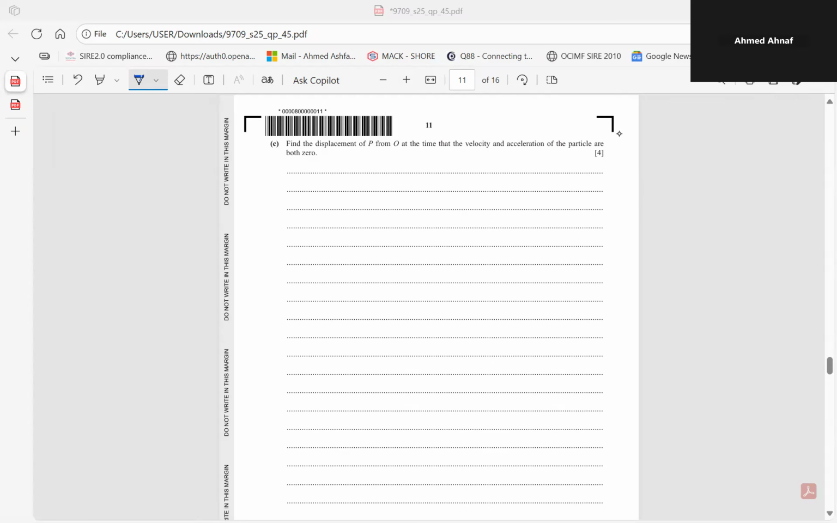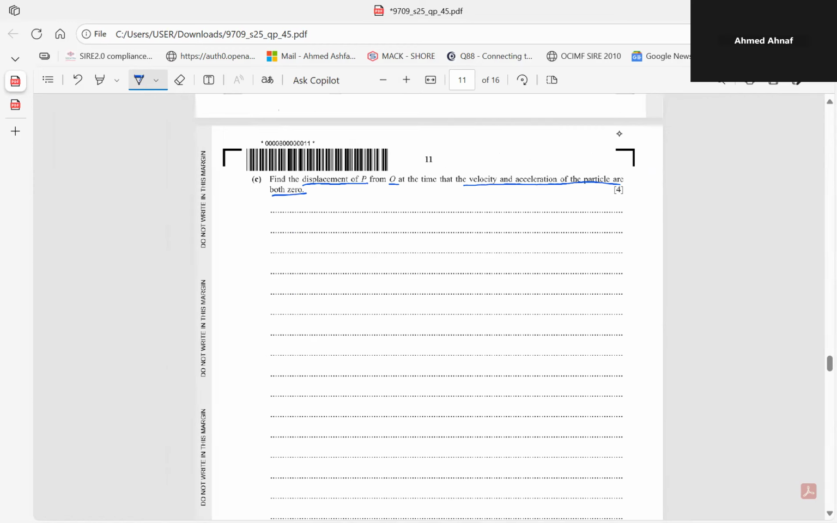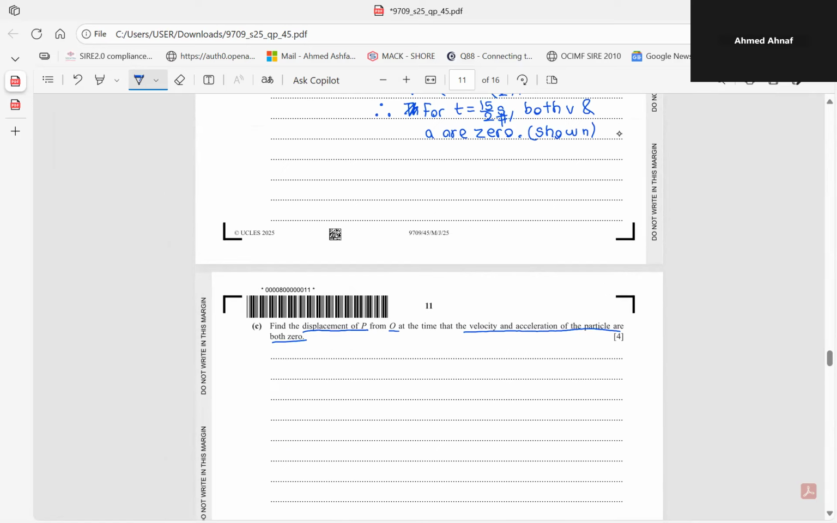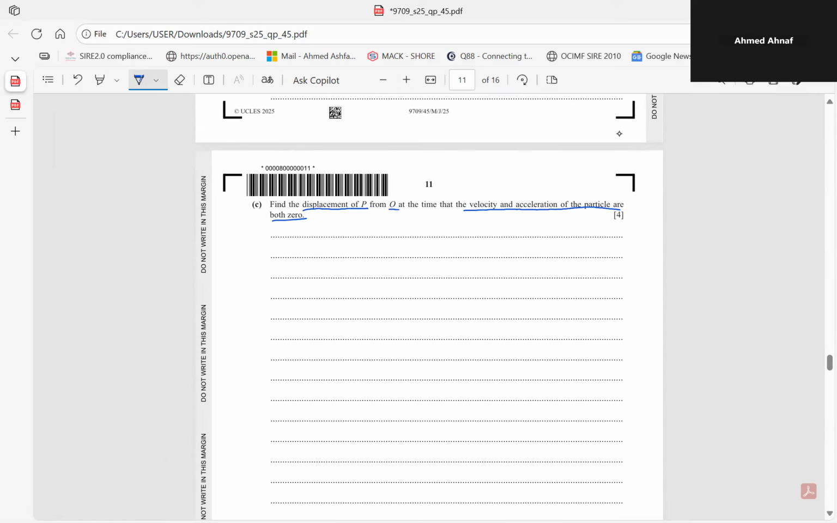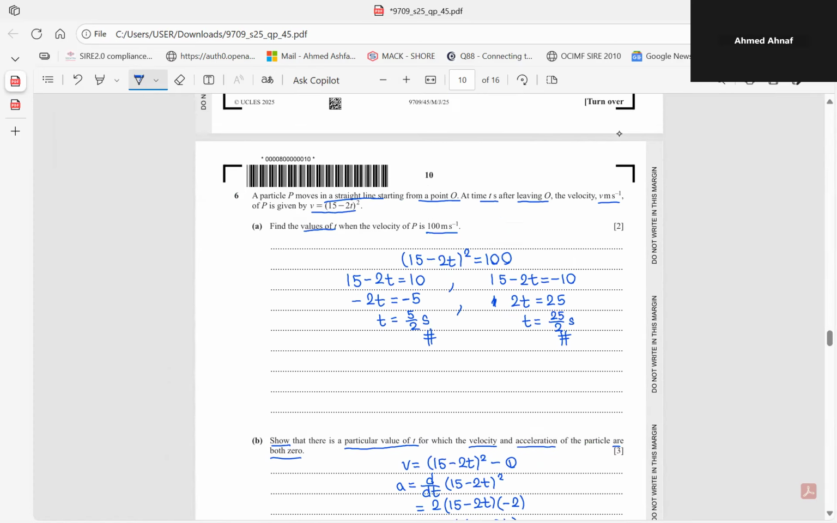Okay, so for this question, we're told to find the displacement of P from O at the time that the velocity and acceleration of the particle are both 0. For this we have to use the answer to the previous part, and we also have to know the formula for displacement in terms of t. To find that, we're going to have to integrate our formula for v.